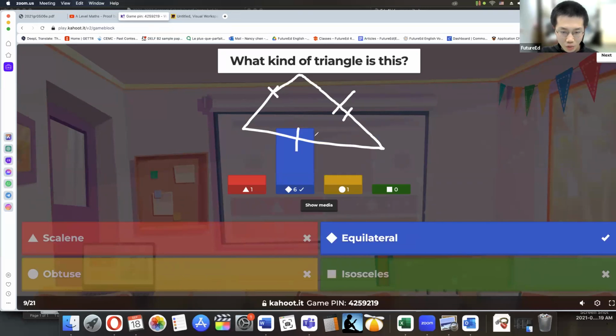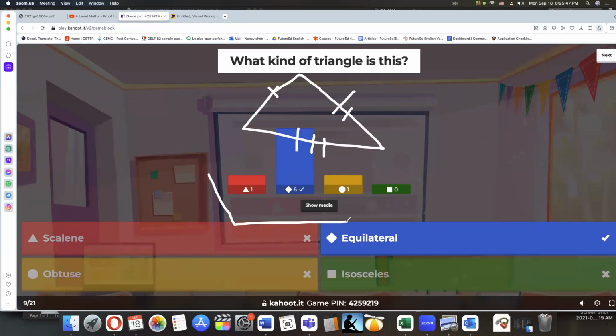This side is not equal to this side, it's not equal to this side. An obtuse triangle is a triangle with an angle that's more than 90 degrees. Yes, this angle is more than 90 degrees.